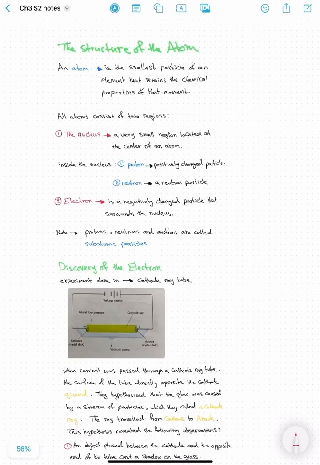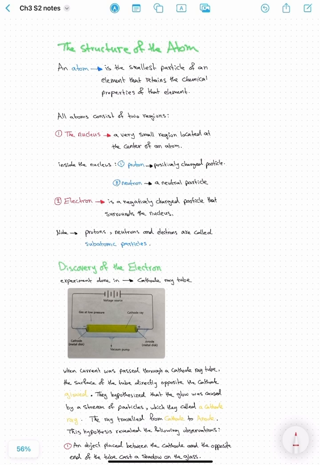So today we have section 2 of chapter 3, in which we will talk about the structure of an atom. What does it consist of? What is inside an atom? First, know that anything in nature consists of tiny particles, or to be specific, elements. They consist of tiny particles, and we call them atoms. These atoms have all the chemical and physical properties of elements.